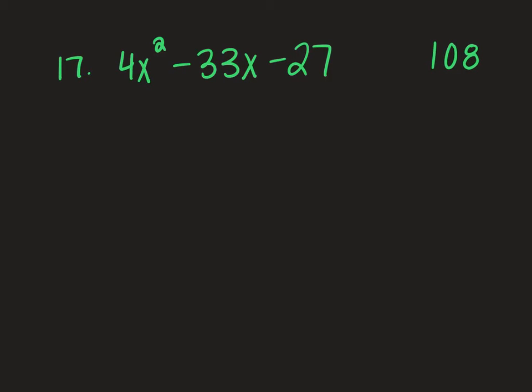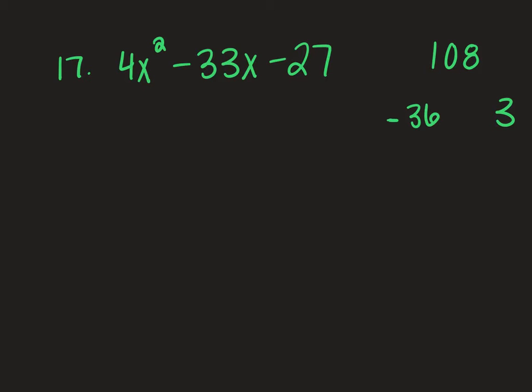All right, so 17 is 4x squared minus 33x minus 27. All right, so you need to do 27 times 4, which is 108. And then our factors of 108: 36 and 3. Right, and then you need a negative 36.